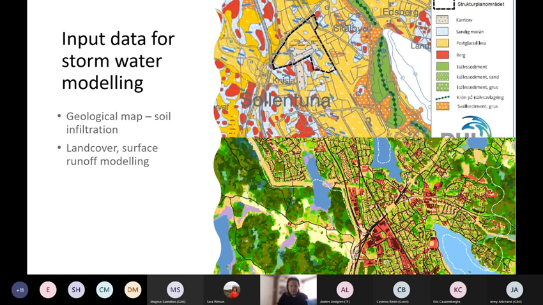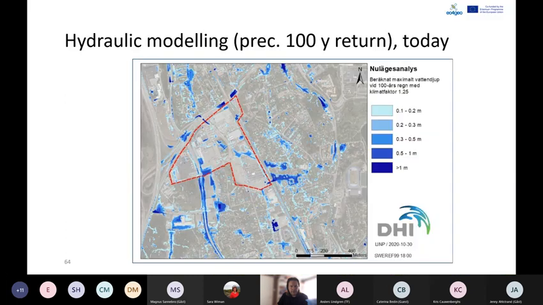And this is a couple of the input data, and also this land cover map is derived from satellites, and it's a natural input to this, and also the geological map tells us something about the infiltration and runoff. So what has been done here is hydraulic modeling, and it has modeled a precipitation event with a return time of 100 years.